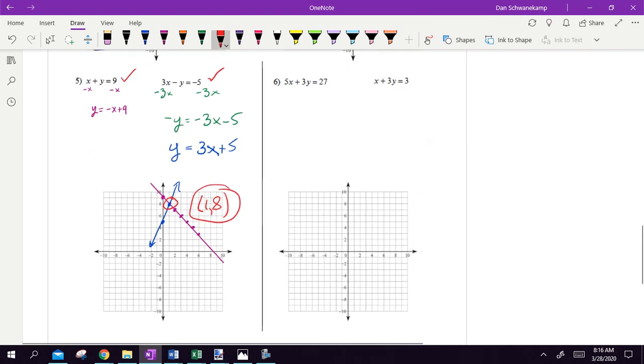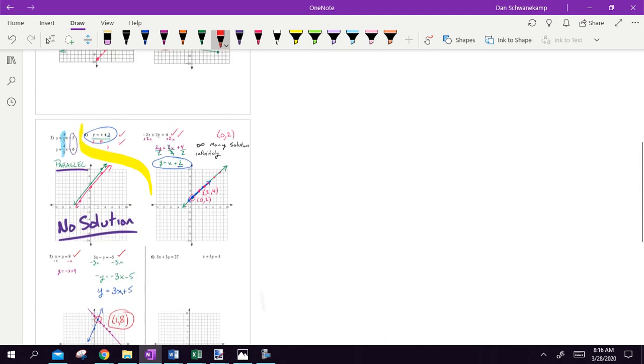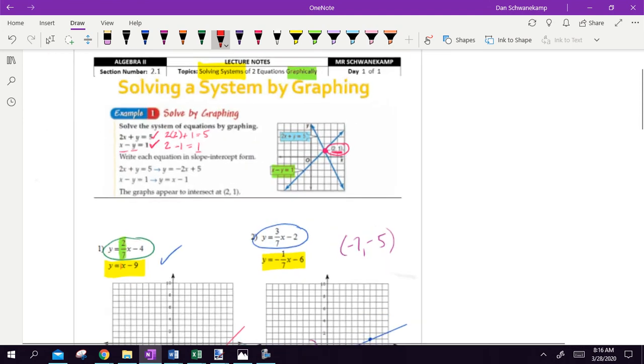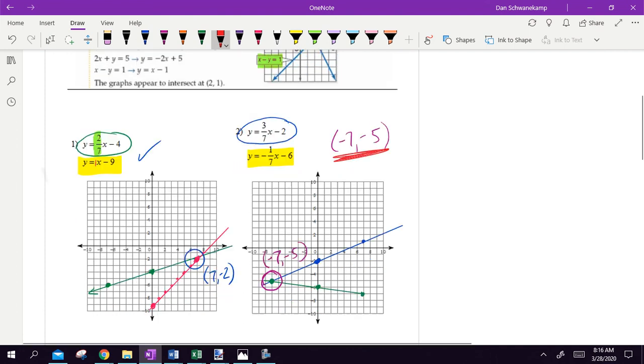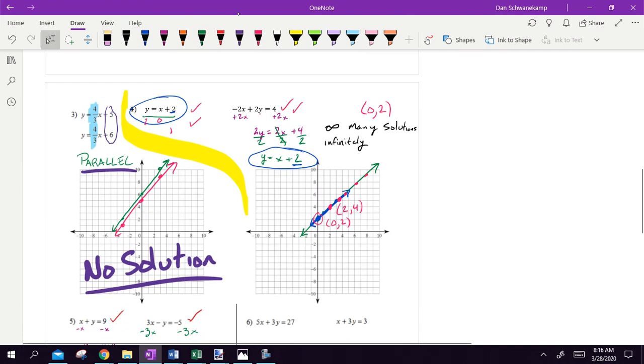Not too bad. Graphing to solve systems of equations. Remember, systems just means you have more than one equation. We're looking for ordered pairs, x's and y's, that are going to make it true. Remember, if you have parallel slopes, those lines are not going to cross, so it's no solution. And if you happen to have the exact same line, it's going to be infinitely many solutions. Hope that helps.